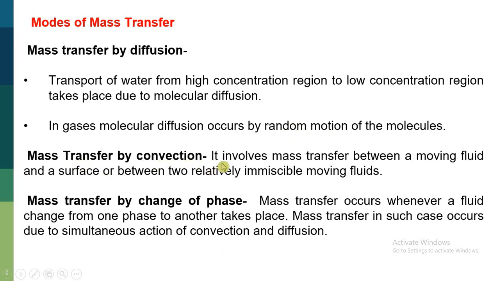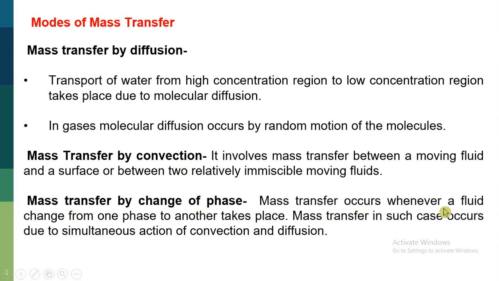Mass transfer by convection. It involves mass transfer between a moving fluid and a surface or between two relatively immiscible moving fluids. As in case of convection, we know that heat transfer takes place by the appreciable movement of the particles. Similarly, in case of mass transfer, if the moving fluid moves over a surface, then there is mass transfer by convection, or if the two fluids are immiscible and they are moving, then there is mass transfer by convection. The third mode is mass transfer by change of phase.